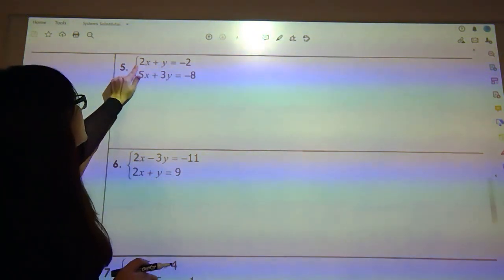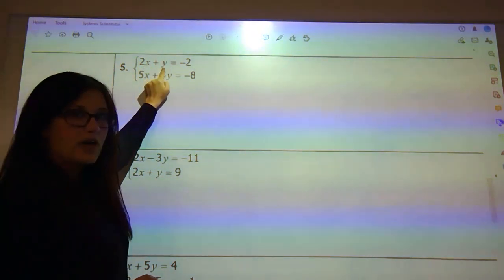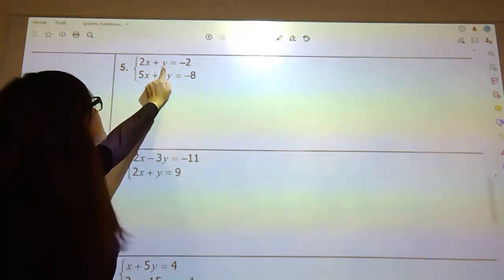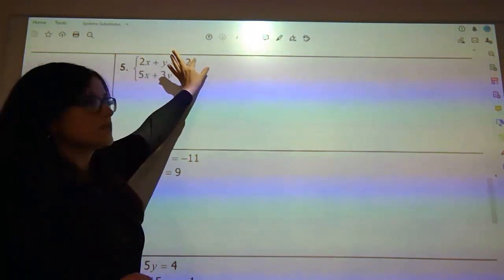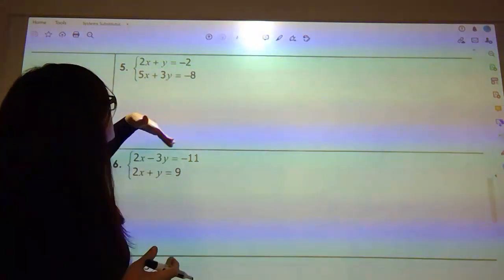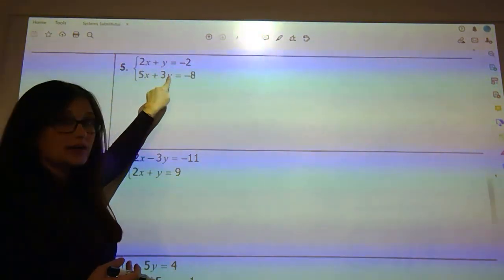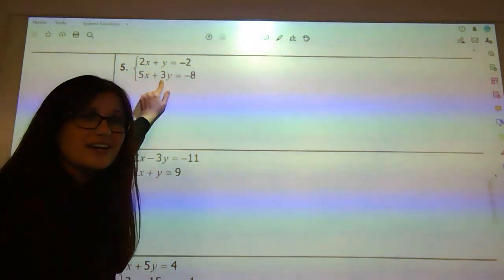So I'm going to choose to solve for this y right here. And the reason is because all I have to do is move my 2x over to this side. That's it. That's all I have to do. If I were to solve for this y, I would have to move this 5x over, and then I'd have to divide everything by 3.